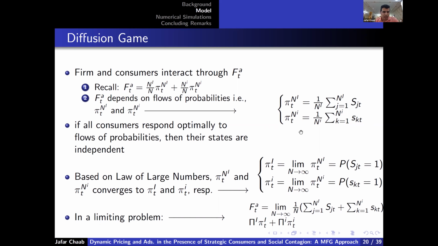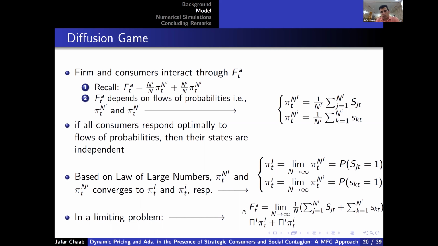And we know that if all consumers respond optimally to the flows of probabilities, their states are going to be independent. And based on the law of large numbers, these flows of probabilities are going to converge to the flows of probabilities in a limit, as you can see in the middle right side, right? So pi capital I basically is going to represent the probability of adoption by an individualist, right? And similarly for the conformist, it will be the probability of adoption by the conformist.